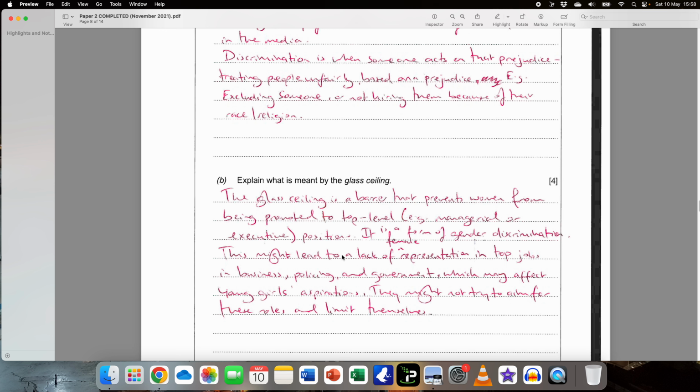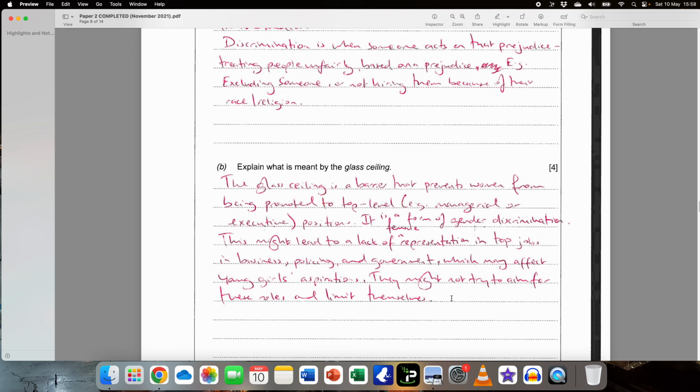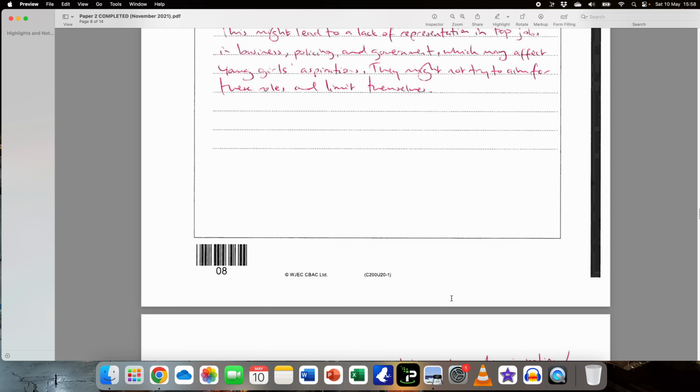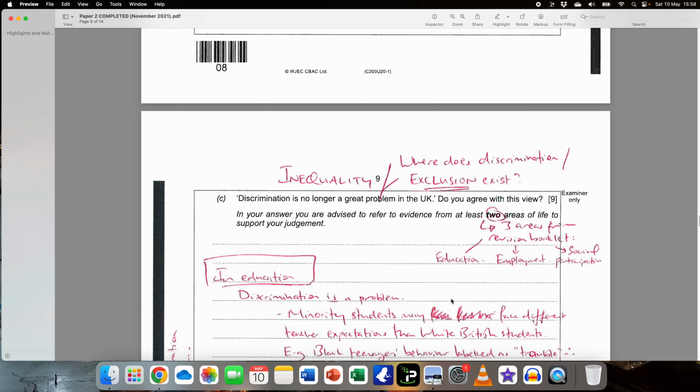So I've said what it is. I've given an example. I've given my second point, and I've said what it leads to. So make sure you know your definitions, especially glass ceiling and gender pay gap in this topic.